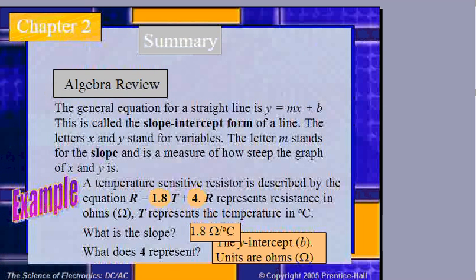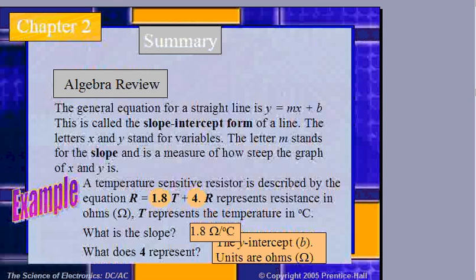Algebra review. The general equation for a straight line is y equals mx plus b. This is called the slope-intercept form of a line. The letters x and y stand for variables. The letter m stands for slope, and it is a measure of how steep the graph of x and y is.